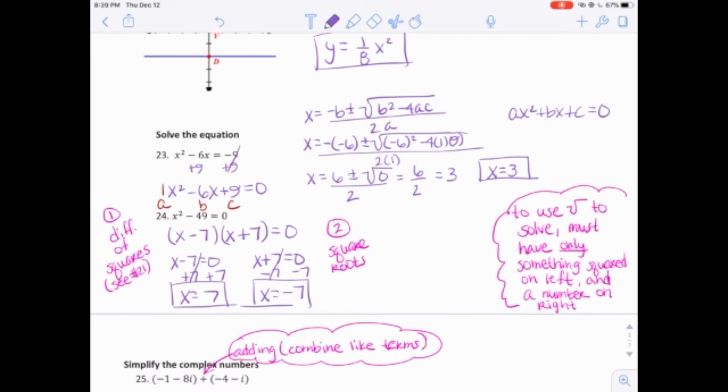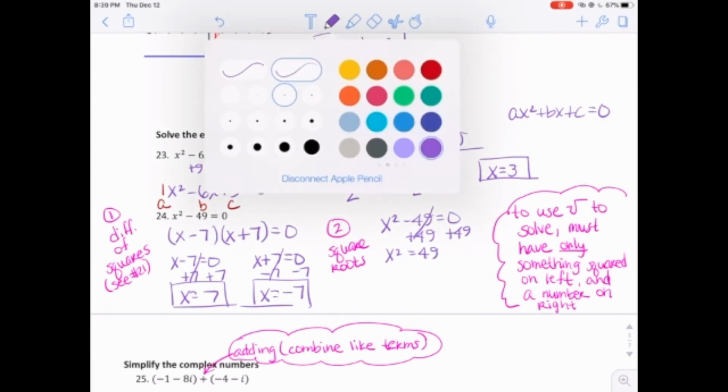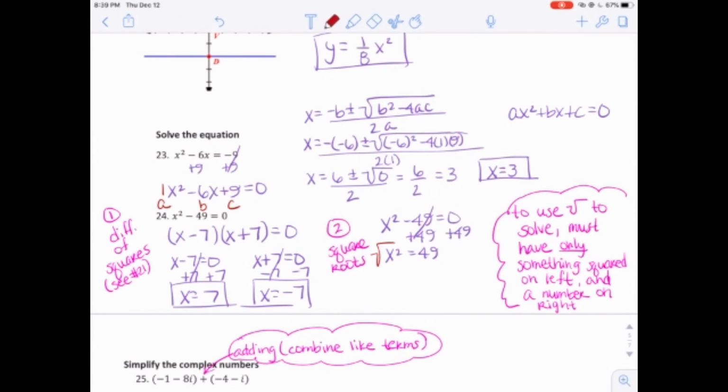Here's number 2. So we're starting with x squared minus 49 equals 0. We need x squared by itself because we can only have something squared on the left. So we need to move 49 over. So we have x squared is equal to 49. Once we do that, we have the setup that we need. We're ready to take square roots.